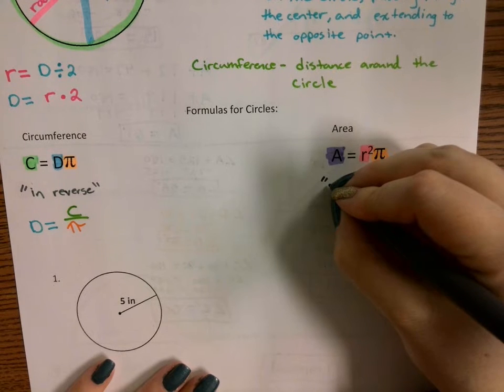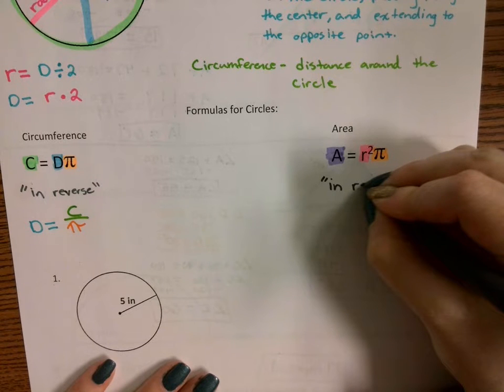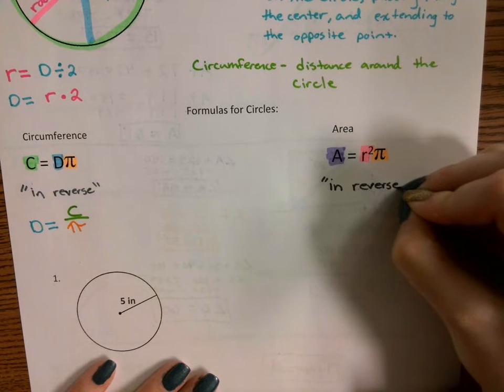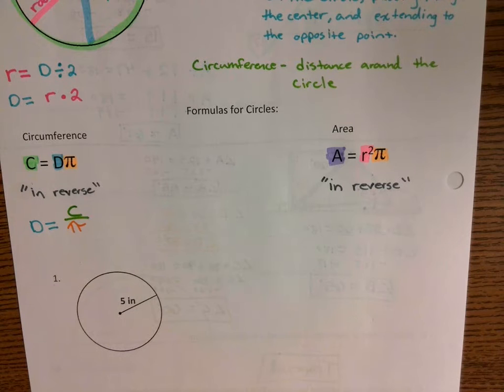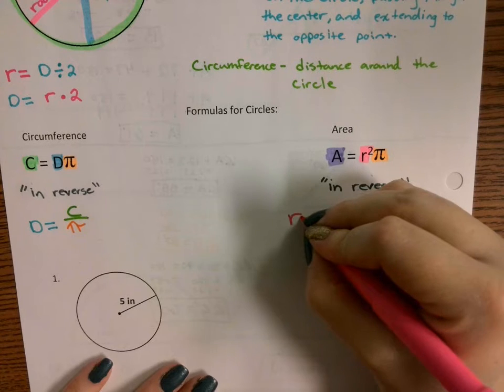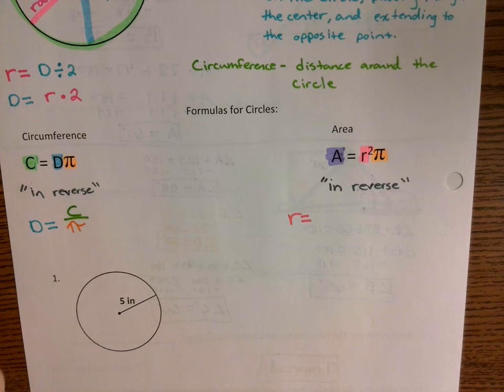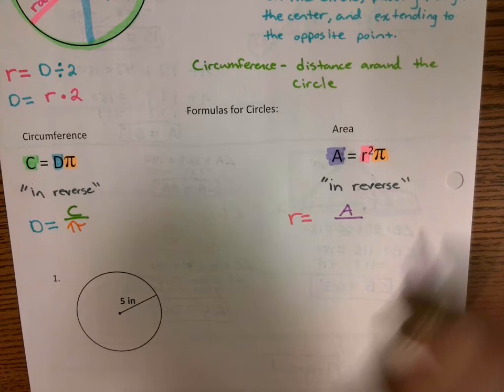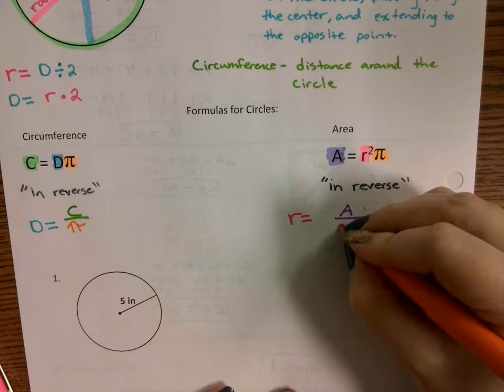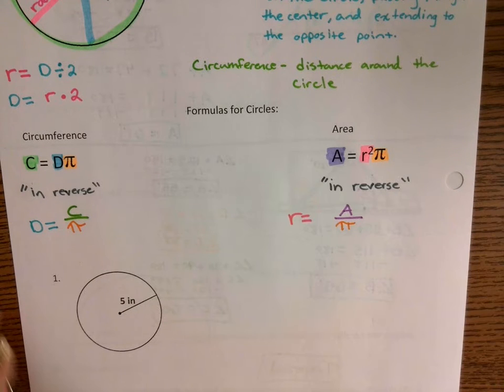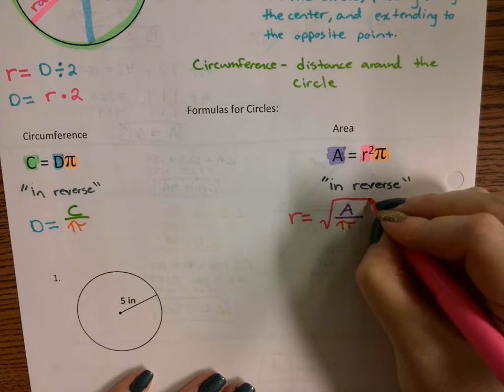In the reverse, and this is very important for you to know, if you were given area and you needed to solve for the radius, then the radius is found by taking the area and dividing it by pi, and then at the very end of that, you take what's called the square root. And I'll write that down. This is called a square root.